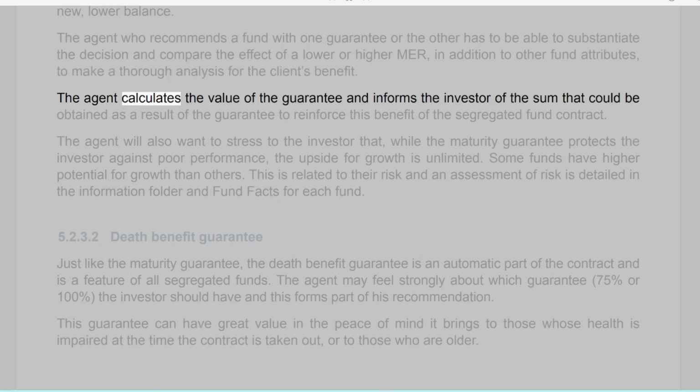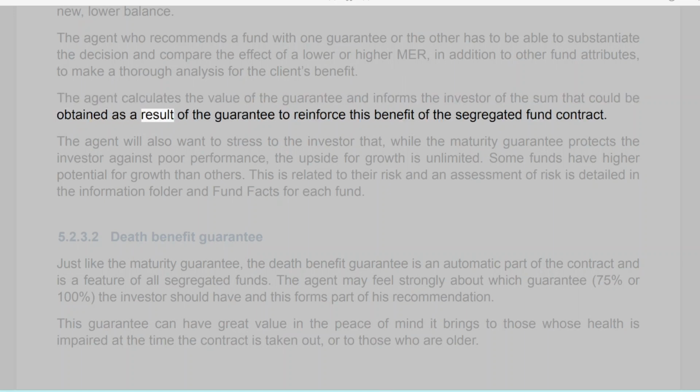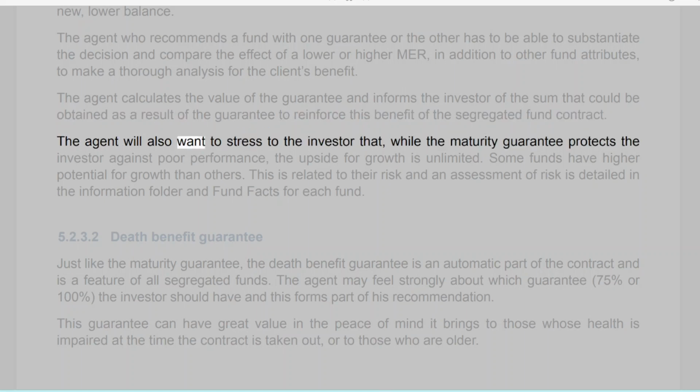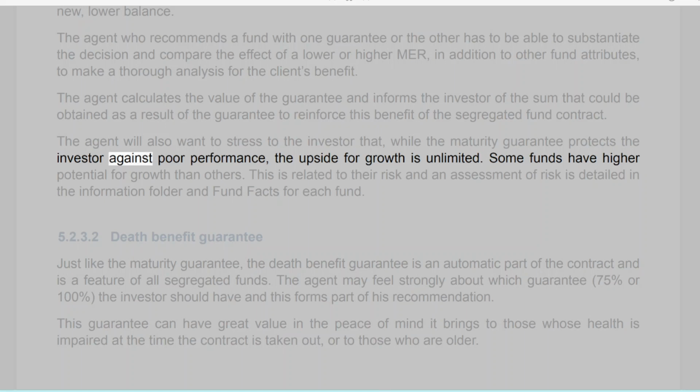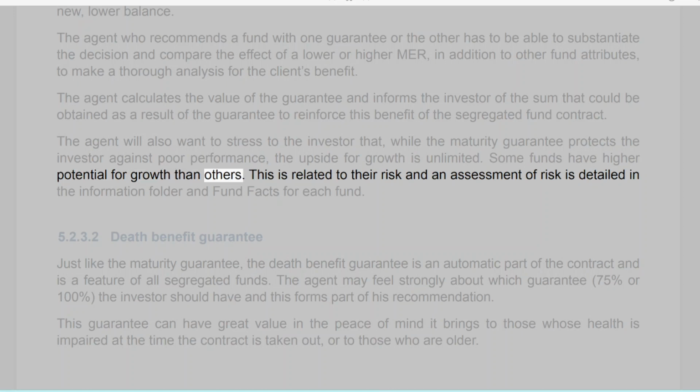The agent calculates the value of the guarantee and informs the investor of the sum that could be obtained as a result of the guarantee to reinforce this benefit of the segregated fund contract. The agent will also want to stress to the investor that, while the maturity guarantee protects the investor against poor performance, the upside for growth is unlimited. Some funds have higher potential for growth than others. This is related to their risk, and an assessment of risk is detailed in the information folder and fund facts for each fund.